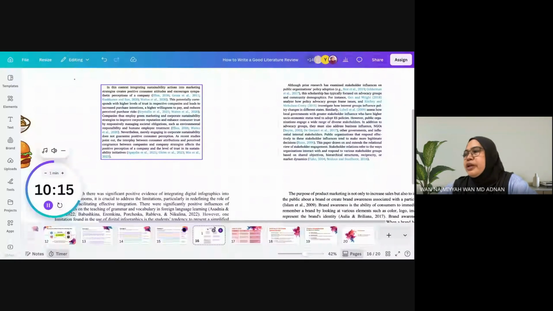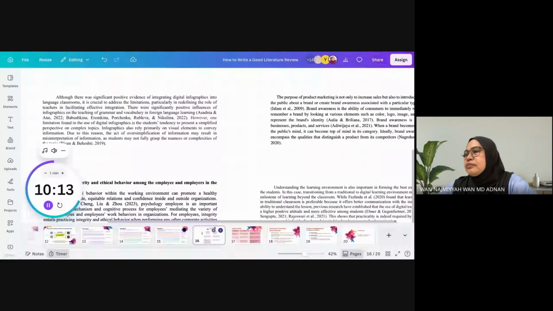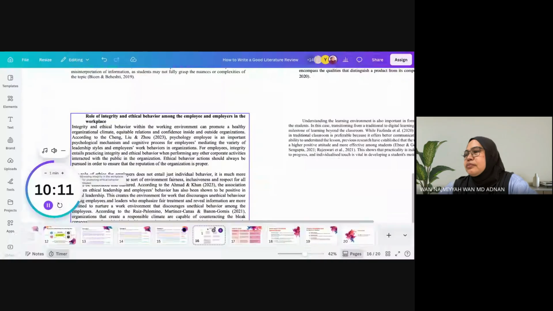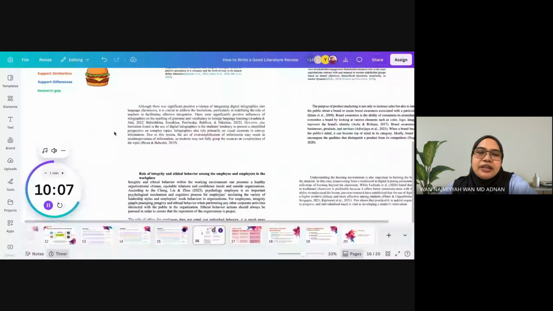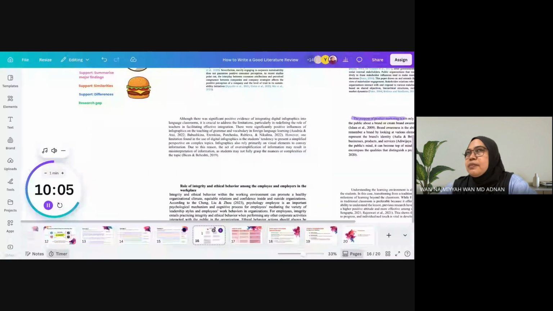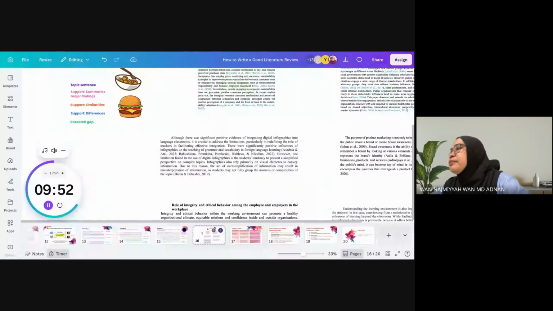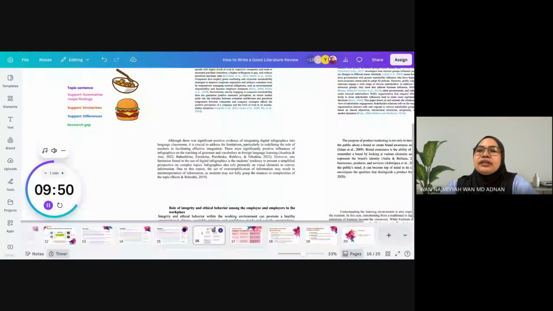Are you able to do it? You look for hints, yeah? Hints, for example, therefore, that shows like a conclusion. Or however, that shows a contrast, the differences. Or you look for phrases like, what else? Play here. What do you call that?